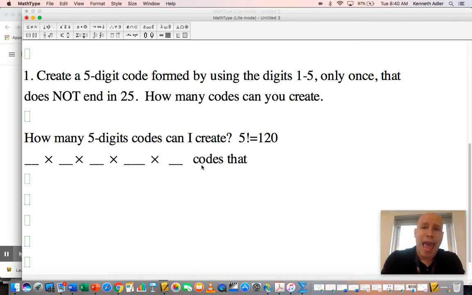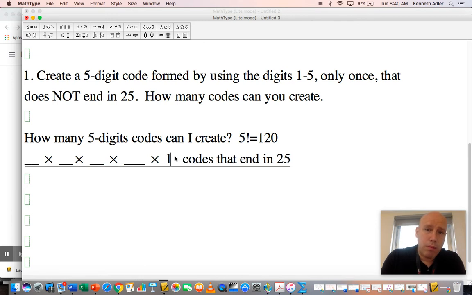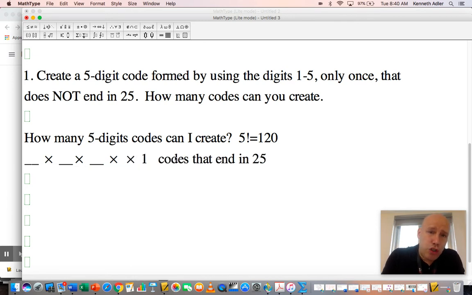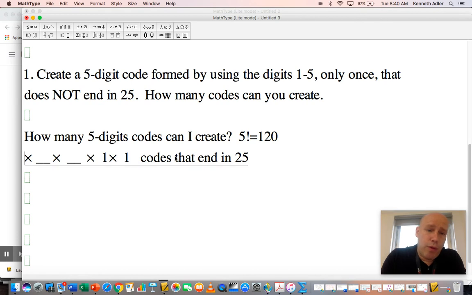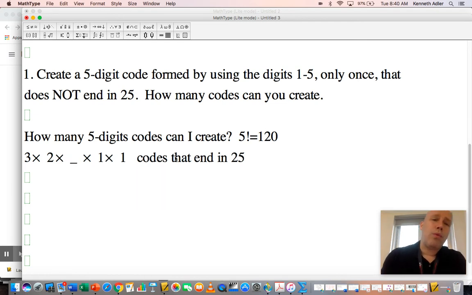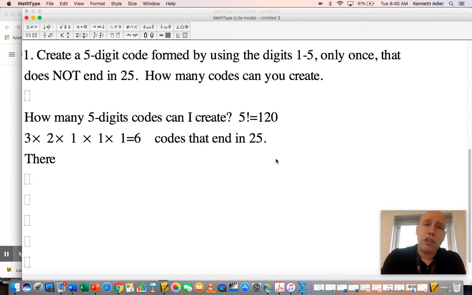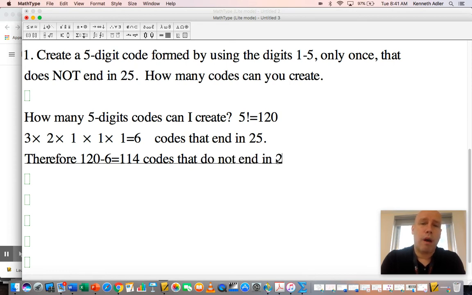codes that end in 25, and you're like, okay, well, this has to be 5, so there's one choice here. And this last one has to be a 2, right? So that's only one choice there. So we're left with 3 digits for the first place, 2 digits for the second place, and 1 digit for the third place. So there are 6 codes that end in 25. Therefore, by the exclusion principle, 120 minus 6 equals 114. 114 codes that do not end in 25.